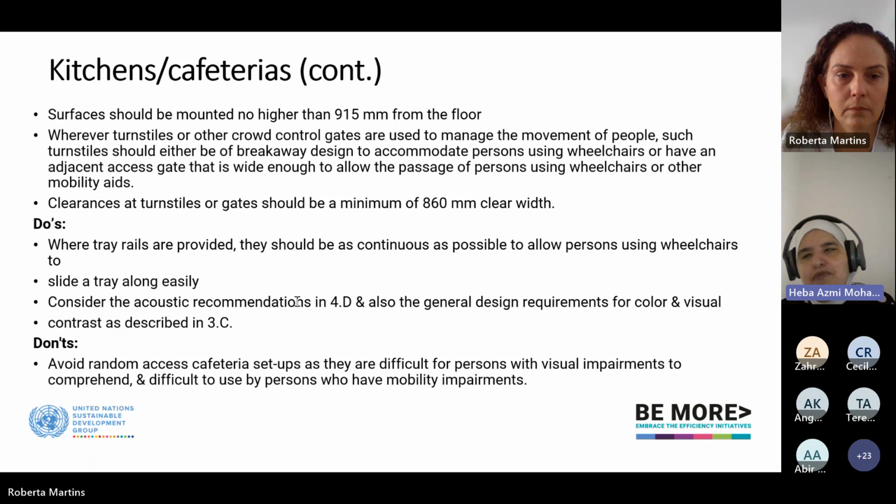A very important point, floors should be slip resistant, and the acoustics and lighting conditions inside the cafeterias should also be considered to enable persons with visual impairments to use the cafeteria. Sometimes when we are considering physical accessibility, we concentrate so much on persons with physical impairments, but persons with hearing impairment or persons with visual impairments also have some requirements in order to physically be able to use the place.